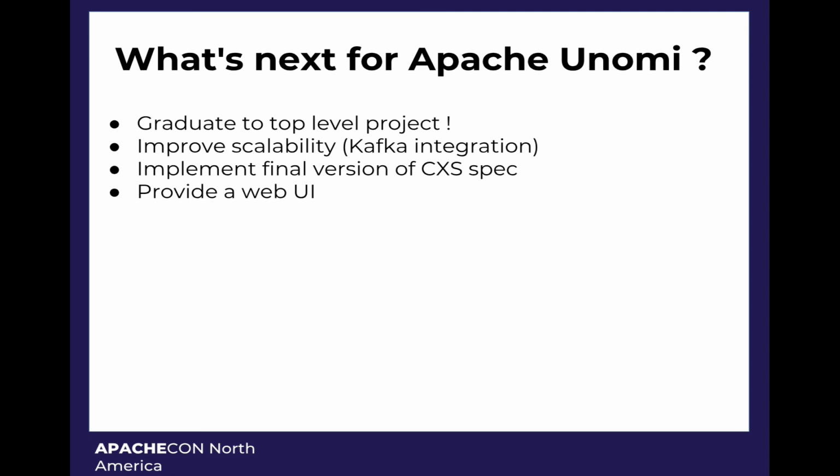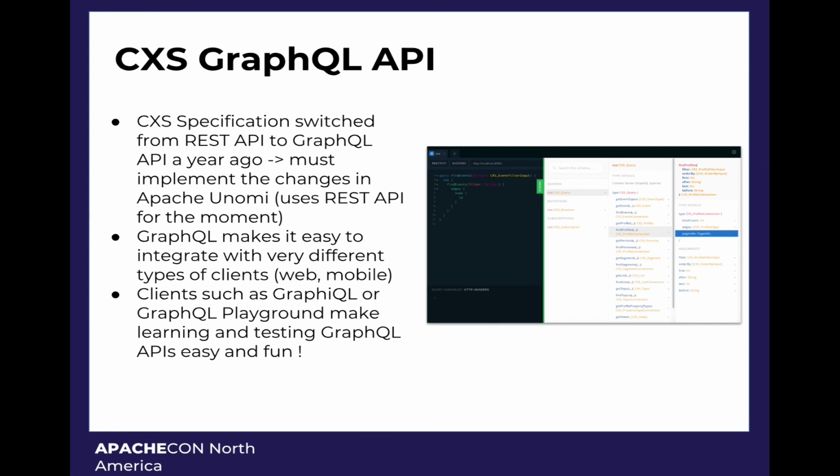We also want to improve the scalability. So we have a ticket open for a Kafka integration, mostly because of the ingestion issues that we've talked about. We need to implement the final version of the CXS specification, which I'll talk about here. And last but not least, we'd like to provide some kind of web UI out of the box, so that you're not just starting with the REST API, but you can actually show some UIs.